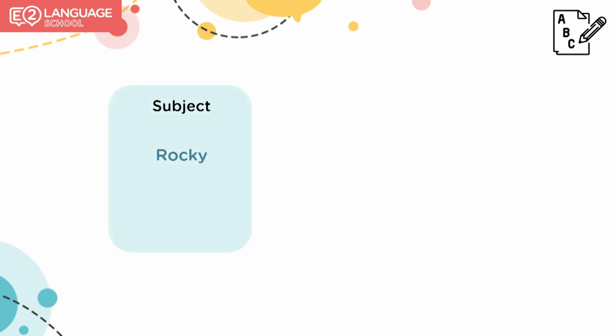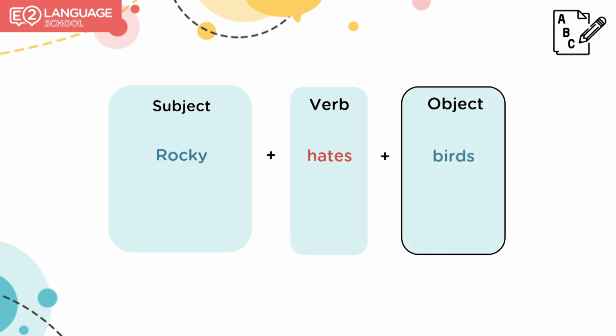Now, if we have the sentence with our subject, Rocky, followed by the verb, hates, and then we have the object, so birds. The object of a sentence is the part of the sentence that is acted on by the subject. So whatever the subject does, the subject's action has an effect or impacts the object. So we can replace the object of birds with the object pronoun them.